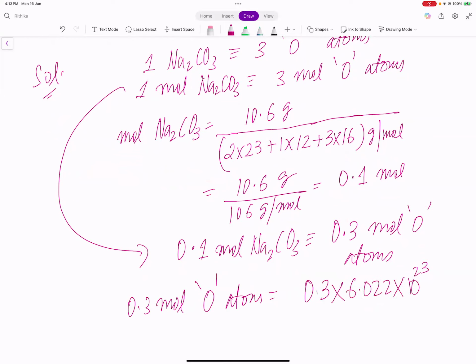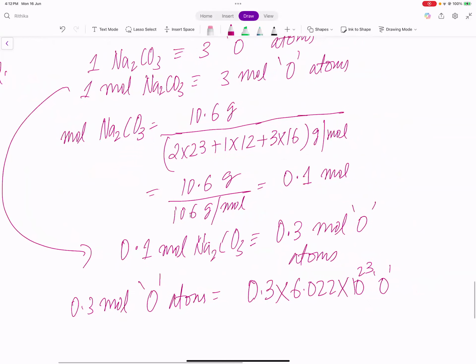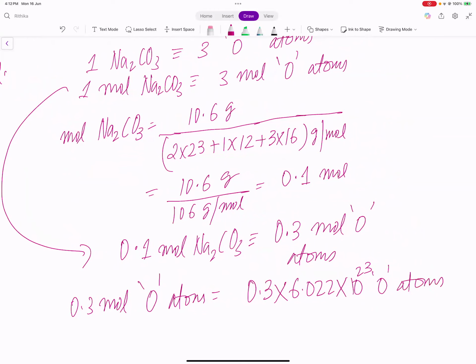Also, are we allowed to write like 0.3 into Avogadro number, or do we have to write 6.022? You can do anything. If they have asked the number, you can just put the number. If they ask you in terms of Na, then you can just write this also. That's how you write Avogadro number. Both are the same things.